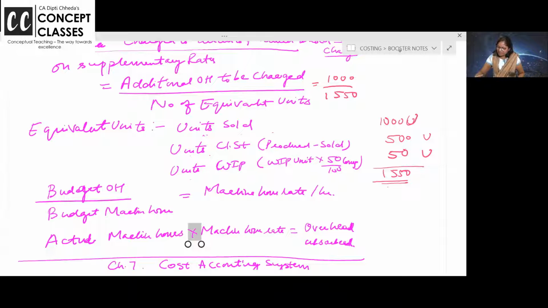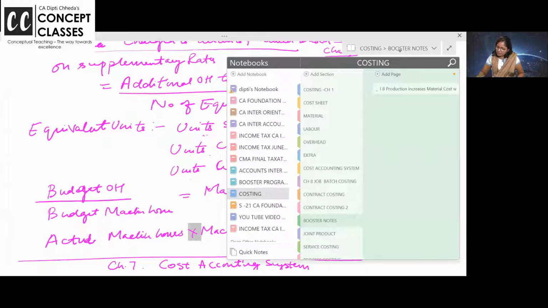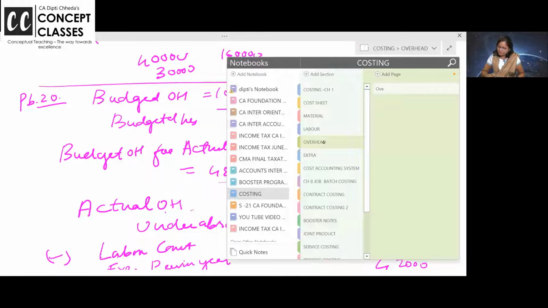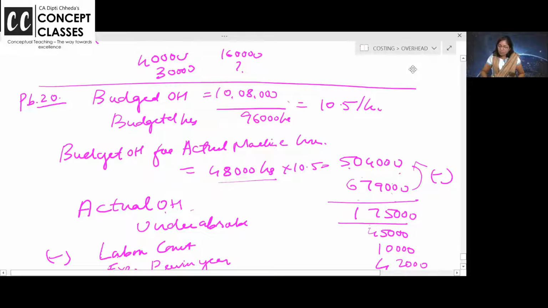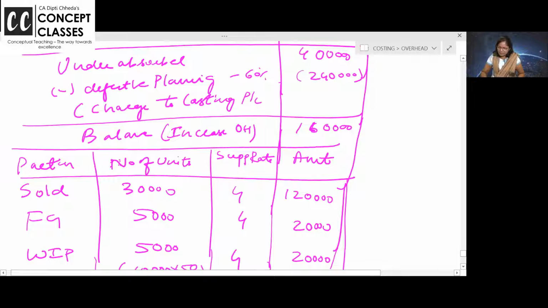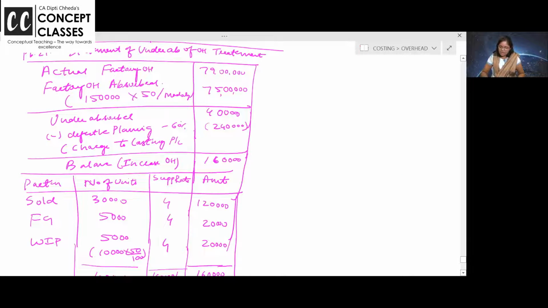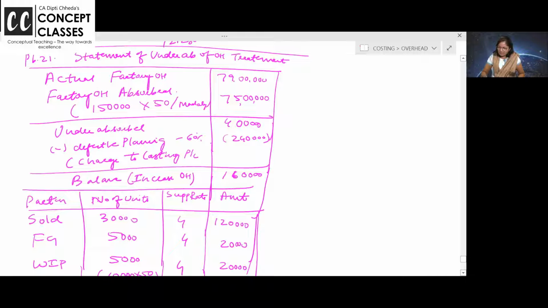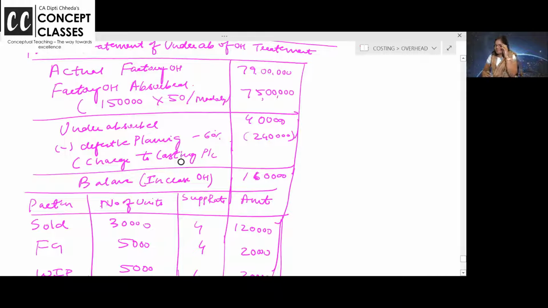Let me see if I can go to my running notebook and share with you overhead. More than 30 good quality problems we have. Look, let's start with supplementary overhead. Are you all seeing? Coincidence, you may get the same problem in the exam.